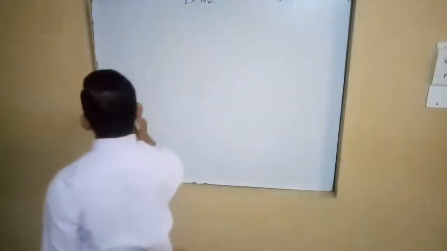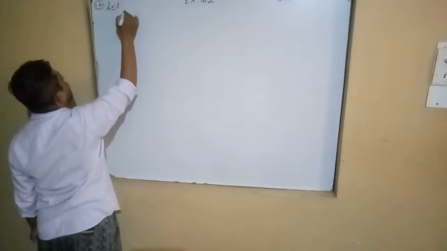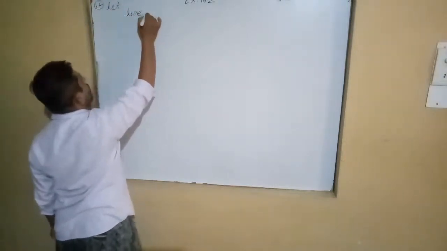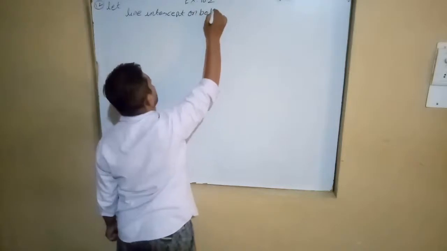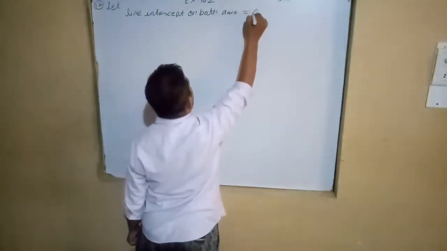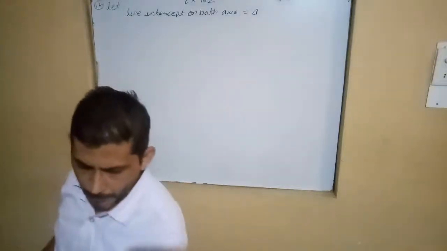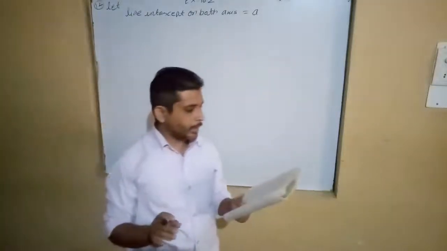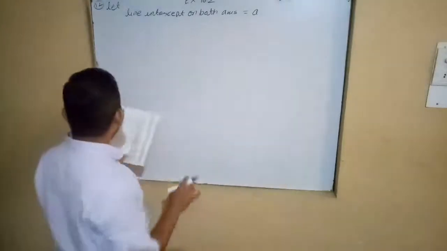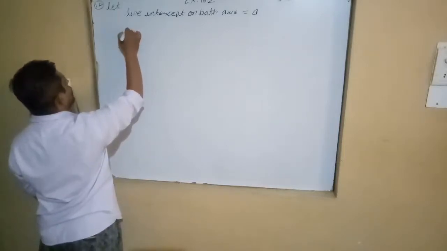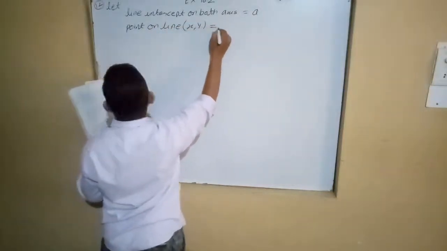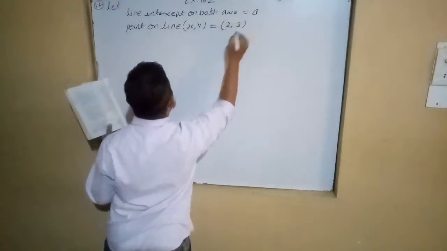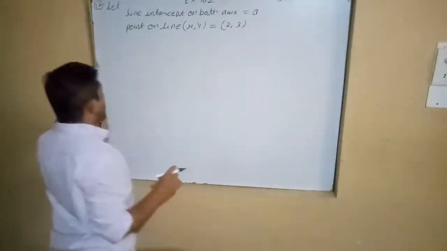So very first we write here in question number 12: let the line intercept on both axes be equal to A. In short form, I assumed A is the intercept the line cuts off, and the line is passing through the point 2, 3. The point on the line we assume as x, y is equal to 2, 3. So how to find out the equation of line?